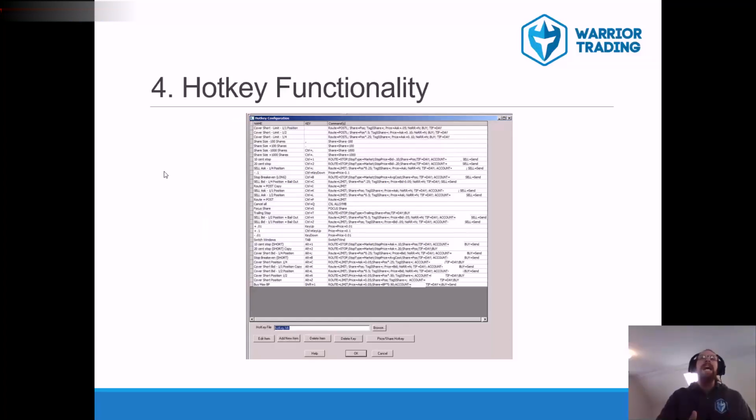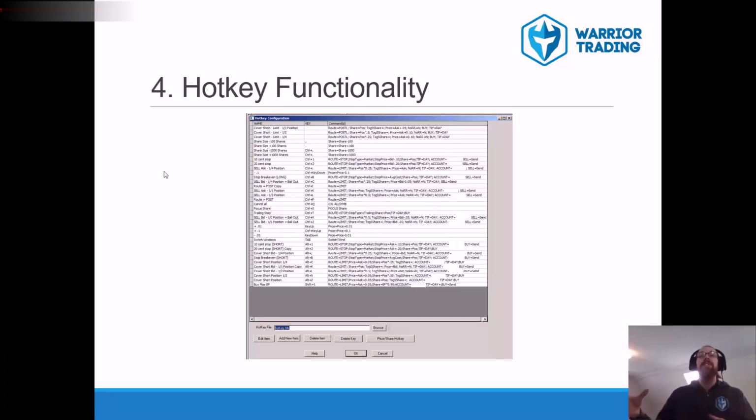Number 4, hotkey functionality. A hotkey is when you press Shift 1 and you could buy 1,000 shares like that. That's very important because it allows you to trade quickly. I'll show you lots of examples of me trading with hotkeys where I get in and I get out sometimes within 10 or 15 seconds. I'm capitalizing on short-term opportunities in the market. Now, being able to get in quickly is important. Being able to get out quickly is even more important.